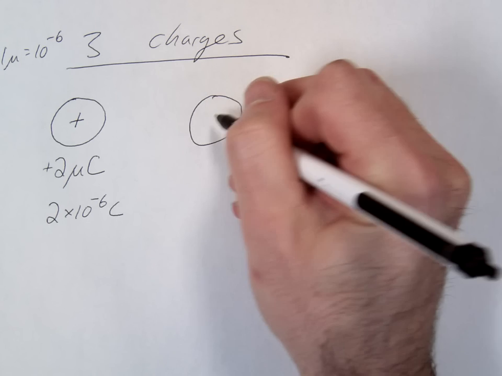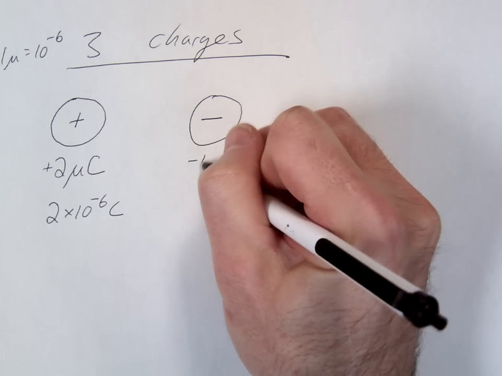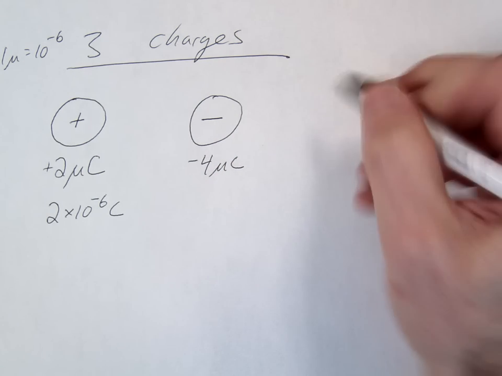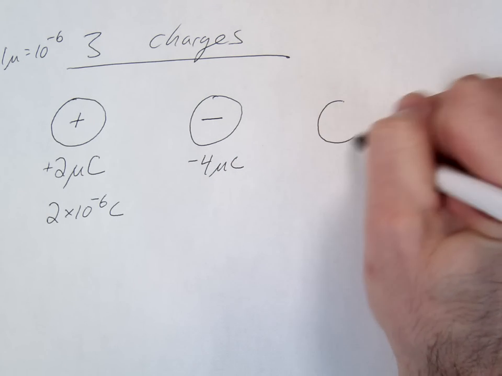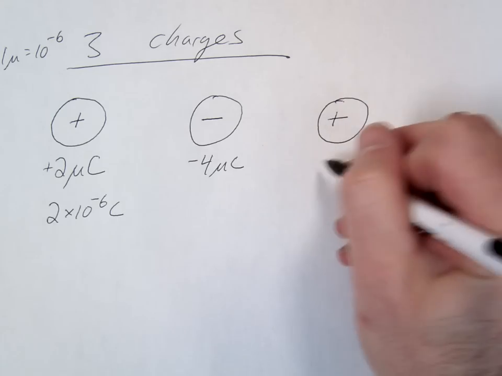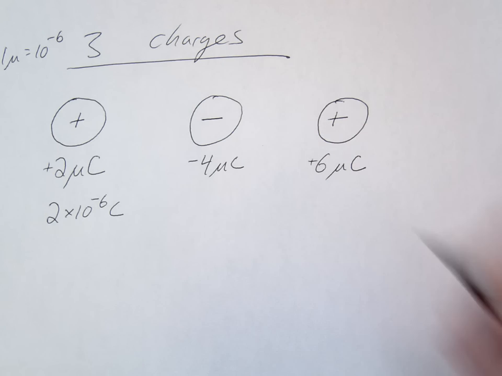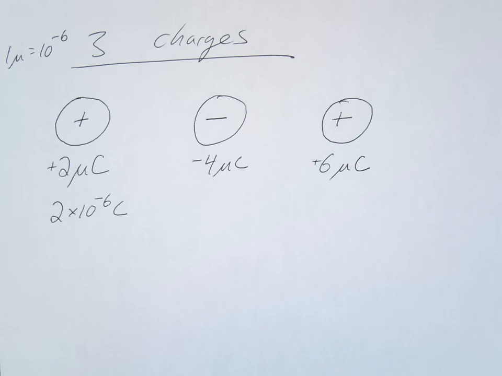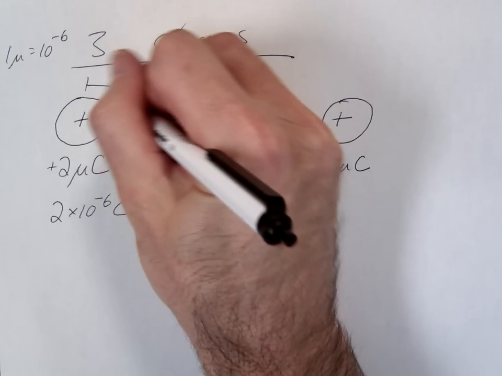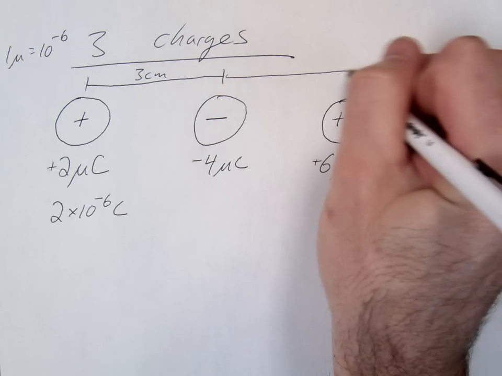Let's say this one is 4. So let's say this is a negative this time. We'll say this is 4 microcoulombs. Let's have one more. Let's say this is 6. We'll make this one positive. Let's put these 3 centimeters away. And these two 3 centimeters away.